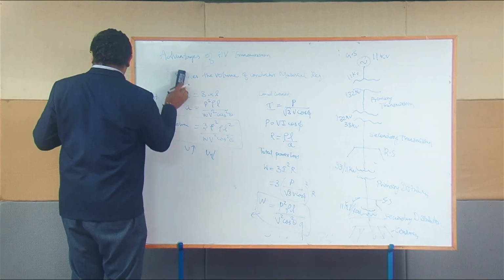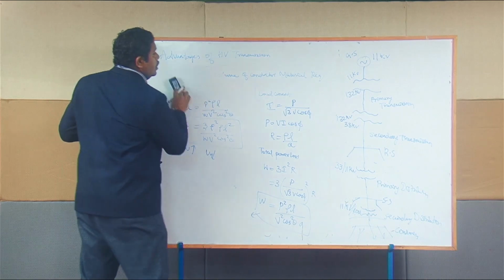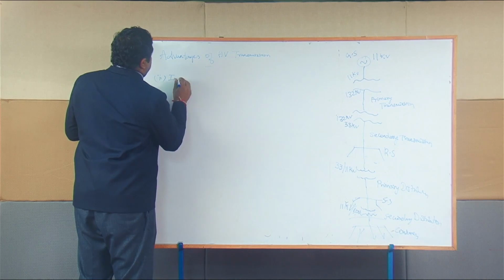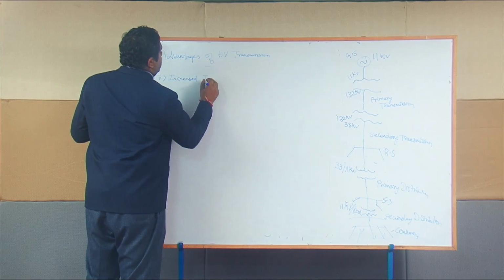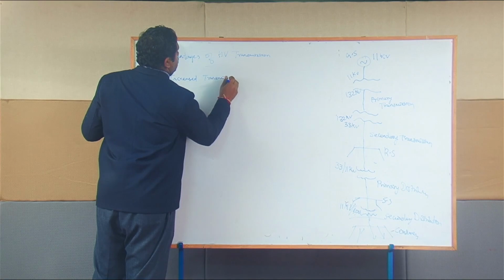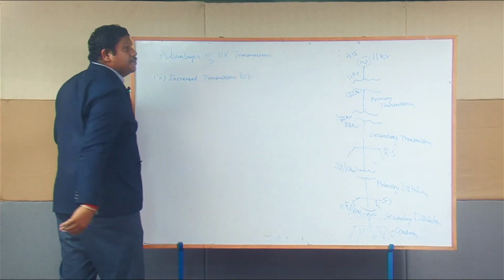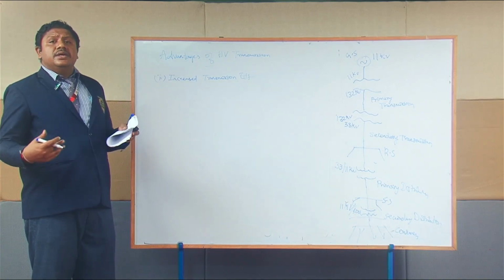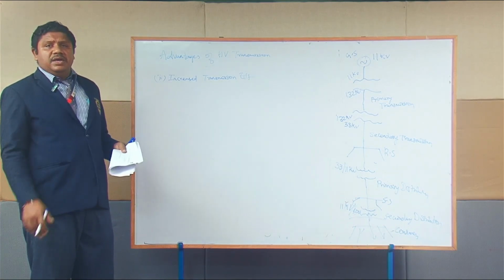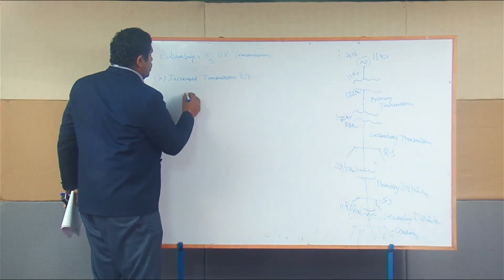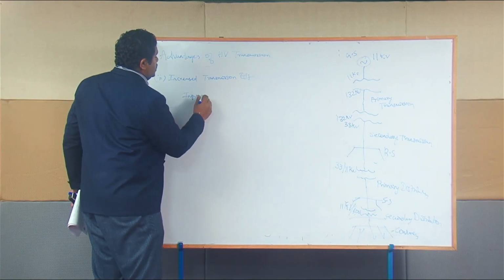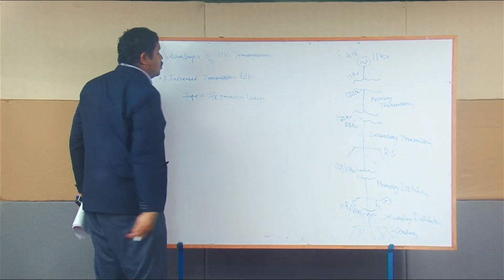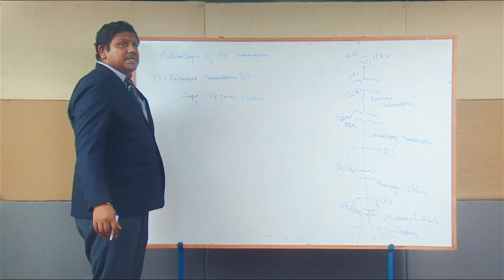The second one, increased transmission efficiency. We are going to prove how we improve the efficiency while going with higher voltage. So, the general formula we know: input power is equal to output power plus losses.